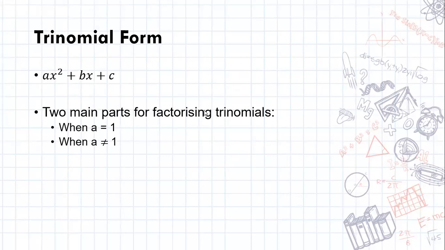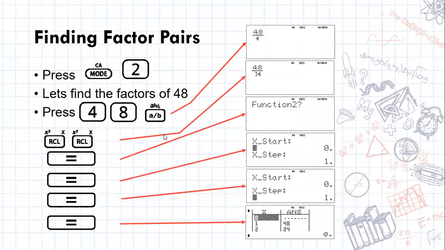Now there are two ways to do this. There is the part where a is equal to 1, which is what we're going to look at in this video. And in our next video, we're going to look at when a doesn't equal 1. And of course, there are various techniques for factorizing trinomials. And there are a lot more when a doesn't equal 1, and we'll cover that in a few minutes.